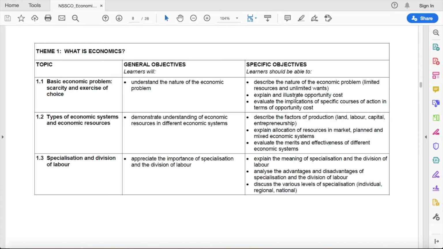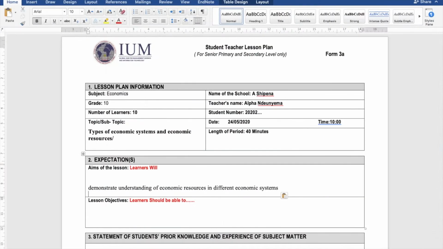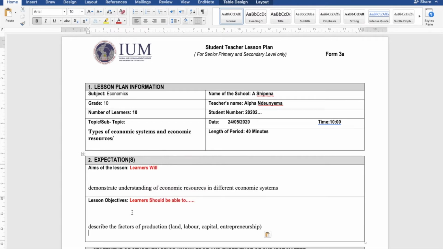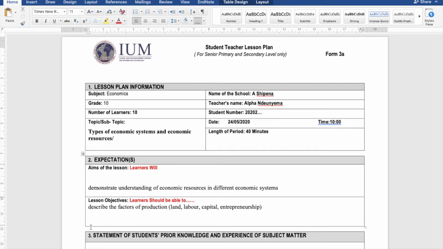No, this is too much because you are expected to describe the factors of production, which are land, labor, capital, and there are 4 of them. So probably this one will just be even enough for 45 minutes. For that day, you must just teach learners how to describe the factors of production. Then you just copy exactly the way it is and you come and paste it here. Right. So please make sure that you don't change the objective. Okay. Copy them the way they are from the syllabus. Don't change anything.